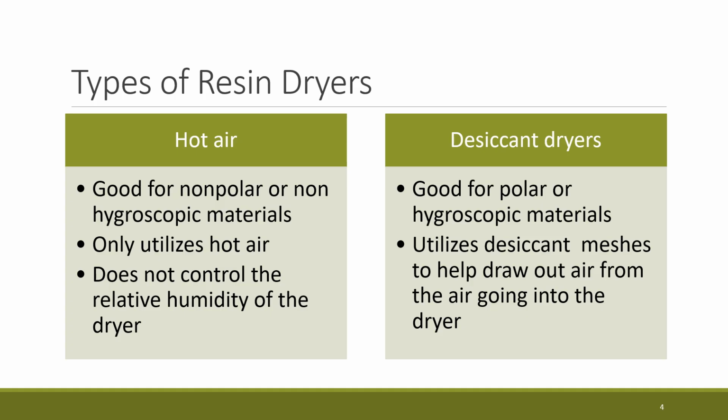That's where the second type of dryer, the desiccant dryer, comes in. These dryers utilize desiccant layers to help pull more moisture out of incoming air to reduce the dew point in the dryer. Because the dew point is much lower in a desiccant dryer, polar or hygroscopic materials can be effectively dried.